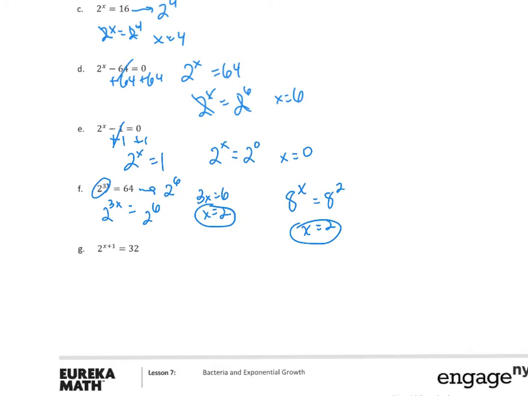And then finally, I have an addition expression right there in my exponent, but that's okay. We're going to solve this the same way. I can rewrite 32 as 2 to the 5th. So then my bases cancel out, and x plus 1 equals 5, which leaves me x equals 4. All right, so I'm going to write down any questions that you may have for me, but these are pretty much what I'm expecting you to be able to do.